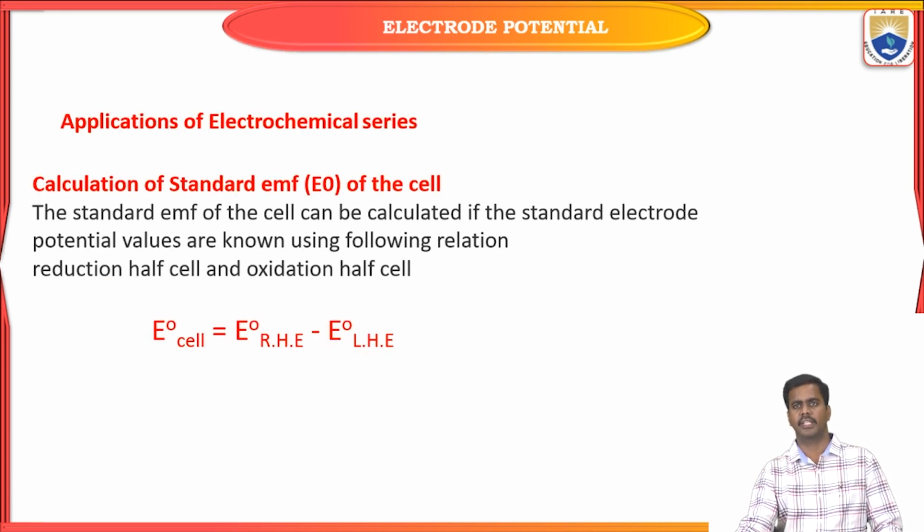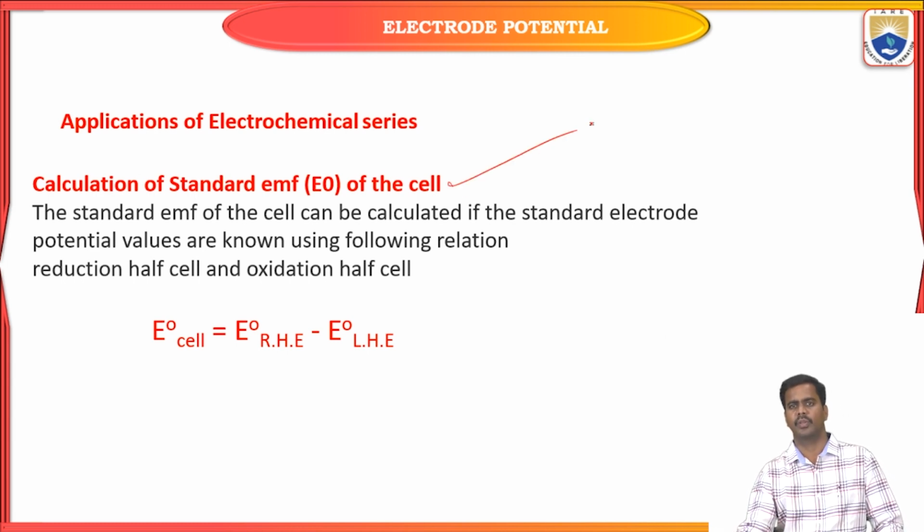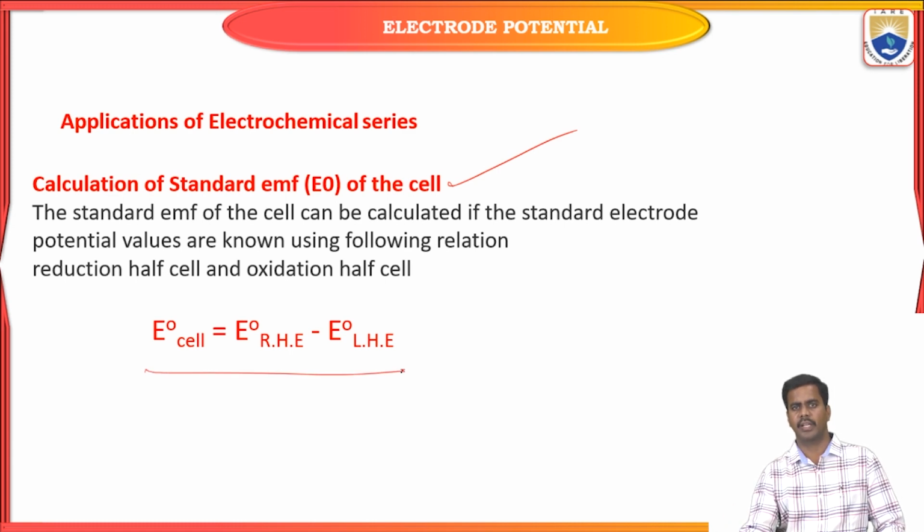Next, coming to the applications of the electrochemical series. What are the important applications of the electrochemical series? Let us see one by one. Calculation of EMF. So what is EMF? Electromotive force. A force which causes the flow of electrons is known as EMF. So by using this formula, we can determine the EMF of the cell.